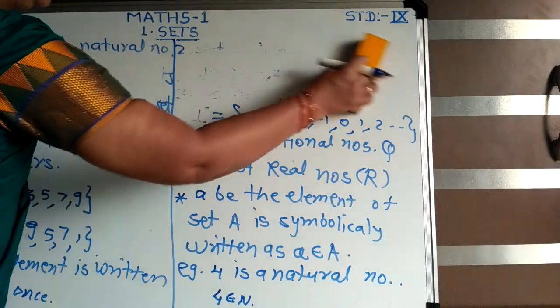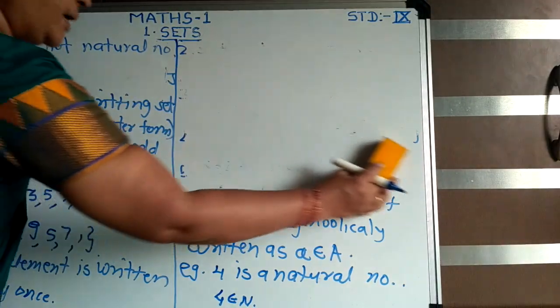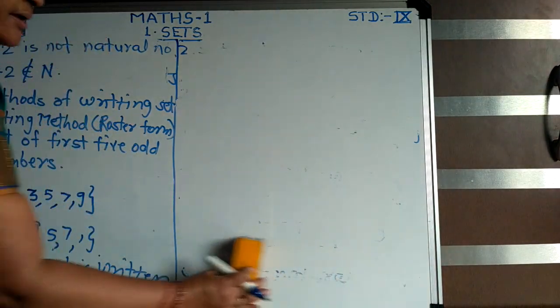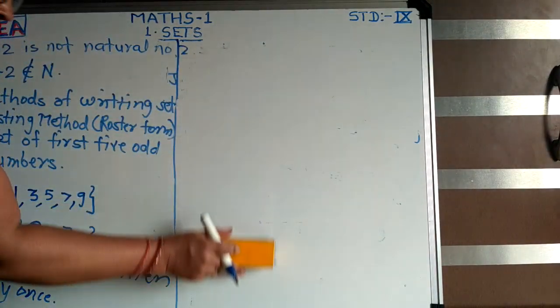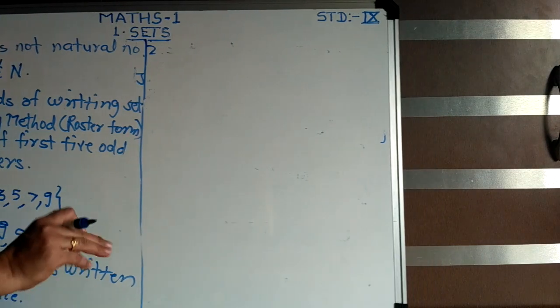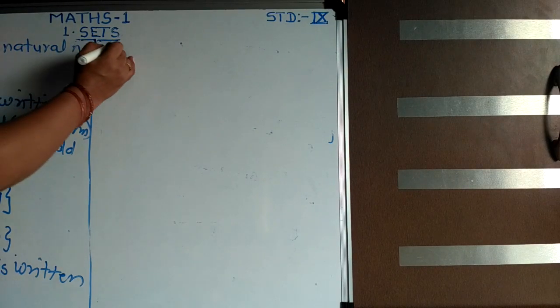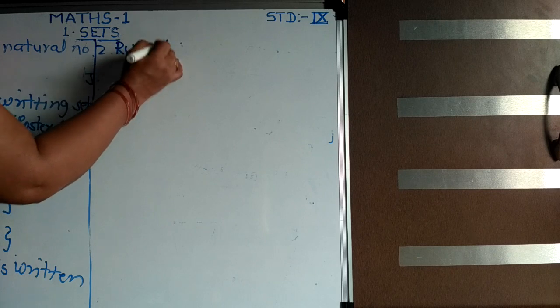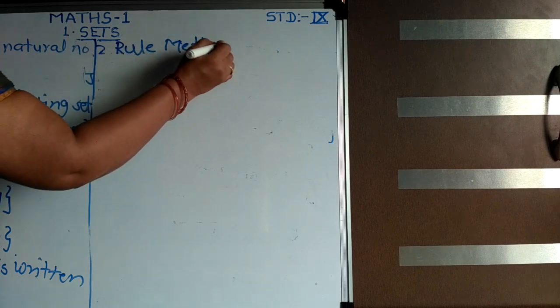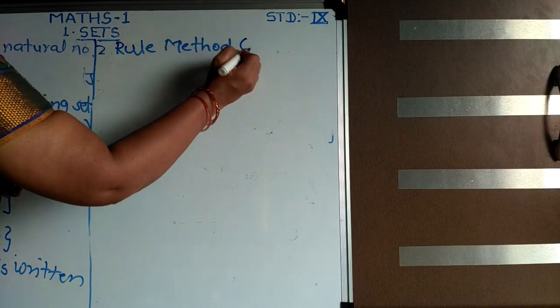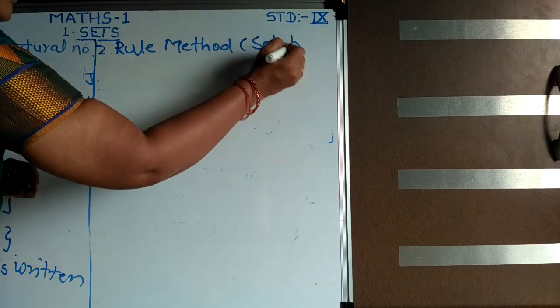Now, what is the second method? In the second method, we do not write the set by taking a list of elements. Then how to write? In this method, we write only a specific property of the elements of the given set that must be unique. The rule method is also called set builder form.